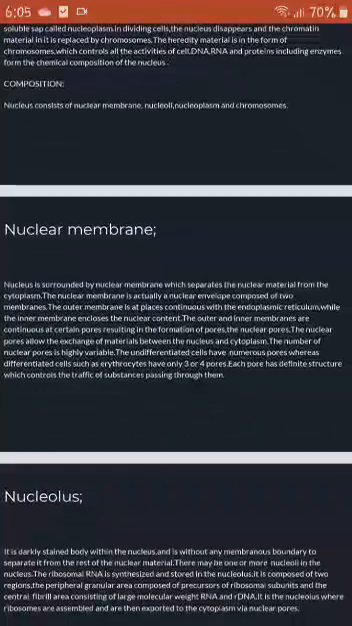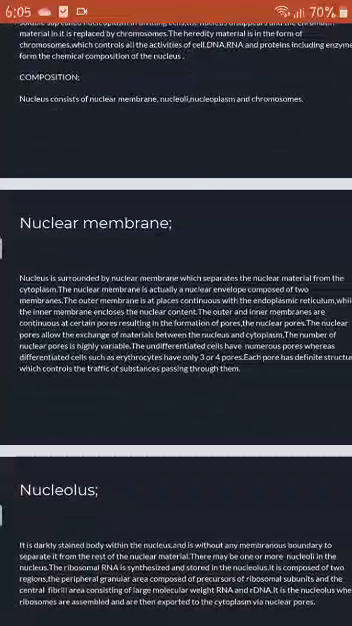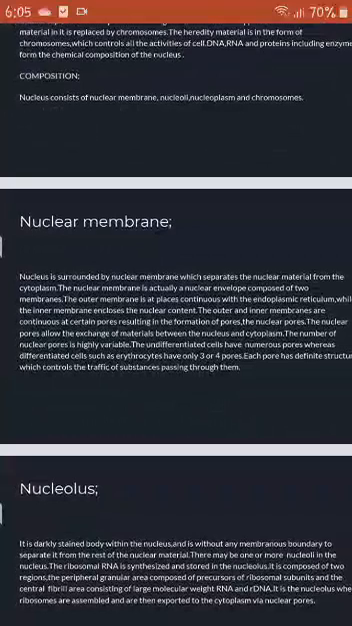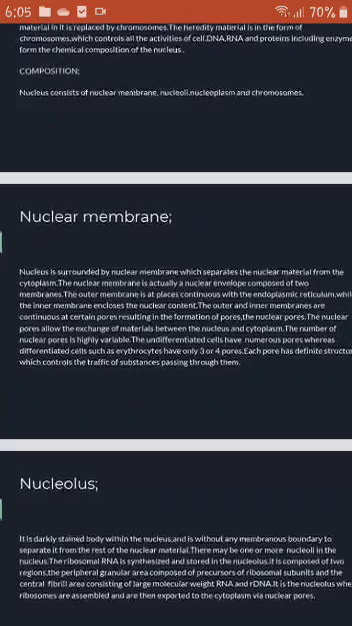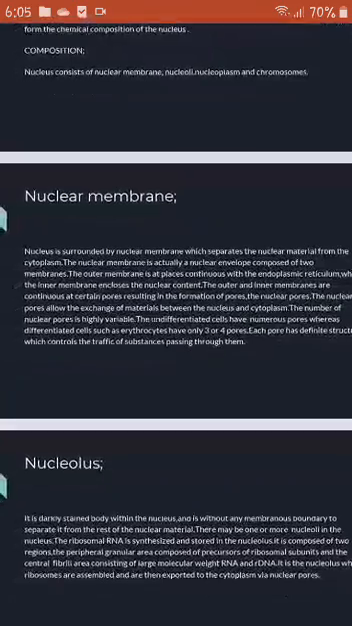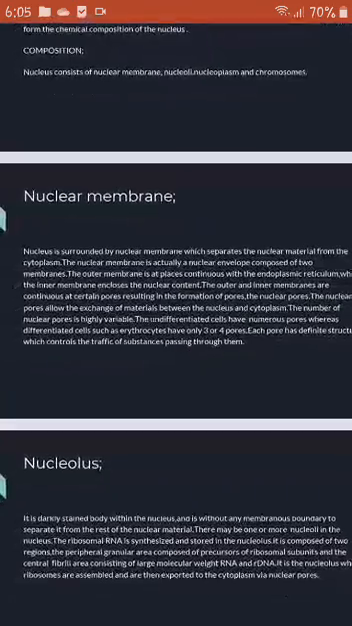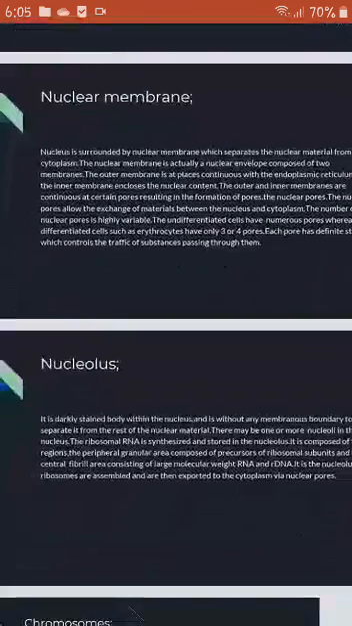The outer and the inner membranes are continuous at certain points, resulting in the formation of pores, the nuclear pores. The nuclear pores allow the exchange of materials between the nucleus and cytoplasm. The number of nuclear pores is highly variable. The undifferentiated cells have numerous pores, whereas differentiated cells such as erythrocytes have only 3 or 4 pores. Each pore has a definite structure which controls the traffic of substances passing through them.